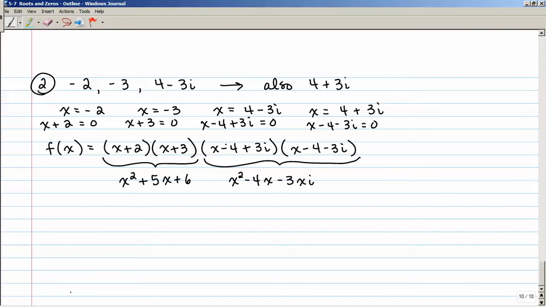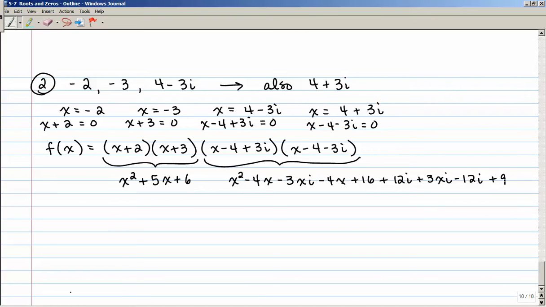Okay, now I'll distribute this negative 4: minus 4x plus 16 plus 12i. And now let's distribute this 3i. So that's going to give me a plus 3xi minus 12i. And then 3i times negative 3i is going to give me a negative 9 times a negative 1, or plus 9.